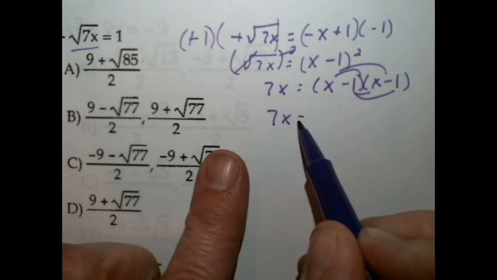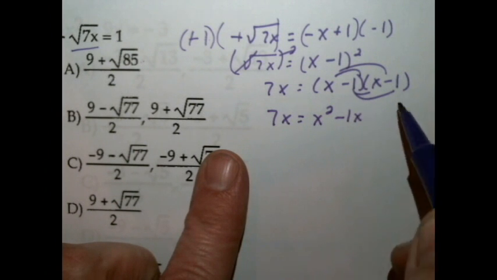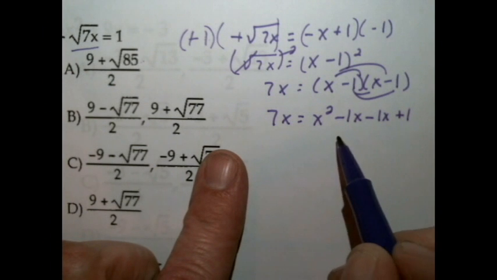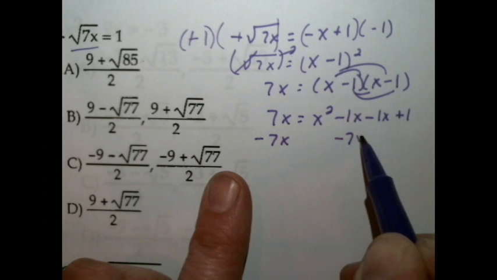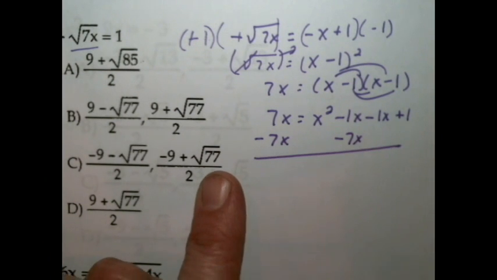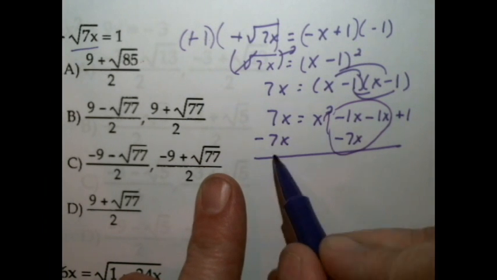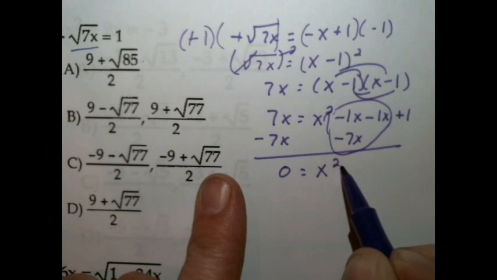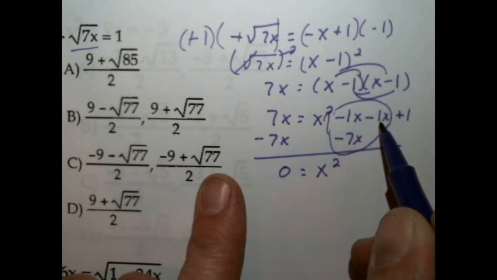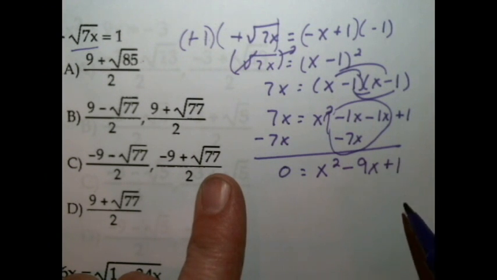Do all that distributing. X times x is x squared. X times negative 1 is negative 1x. Negative 1 times x is negative 1x. Negative 1 times negative 1 is positive 1. Now, all at once, I'm going to subtract 7x from both sides and combine all the like terms. So these three terms are going to combine together. 7x minus 7x is 0. So 0x squared. Negative 1x minus 1x minus 7x ends up being negative 9x altogether, then plus 1.